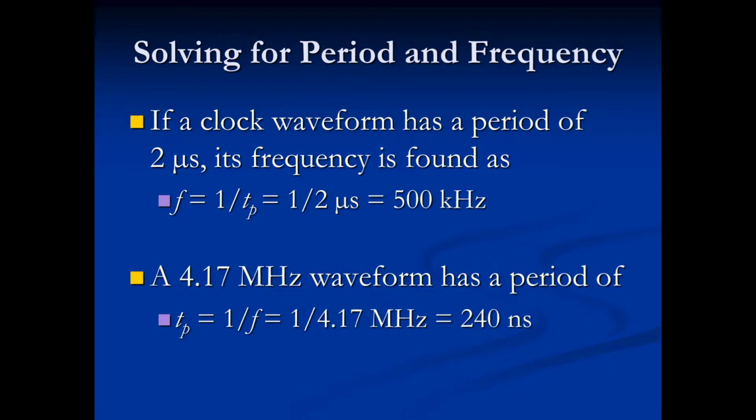So here are some examples. If we're given a period of 2 microseconds, we can find the frequency by just taking 1 divided by 2 microseconds, and that would give us 500 kilohertz. You do want to be careful about tracking your micros and kilos and all the other prefixes so that your decimal places come out correct. The other example would be them providing a frequency of 4.17 megahertz. To find the period, you do the same thing: 1 divided by the frequency, or 1 divided by 4.17 megahertz, ends up being 240 nanoseconds.